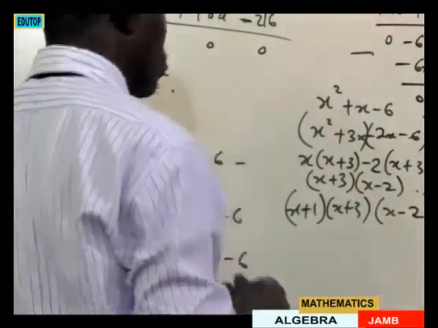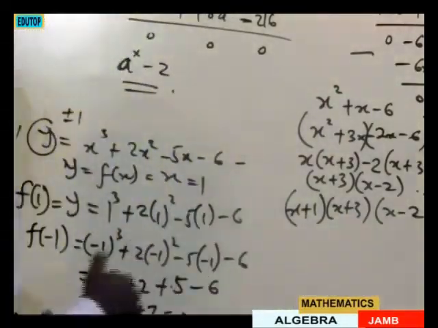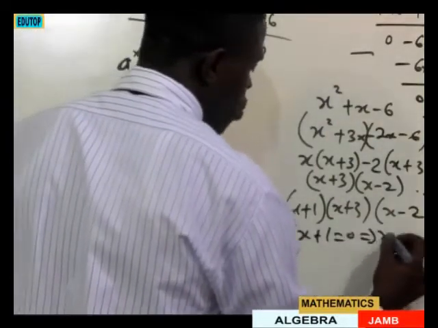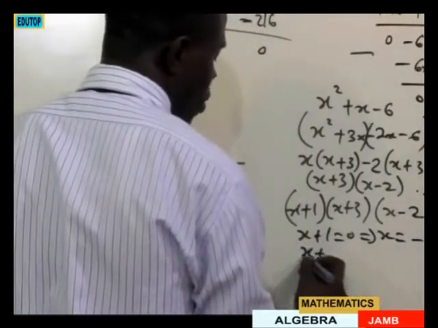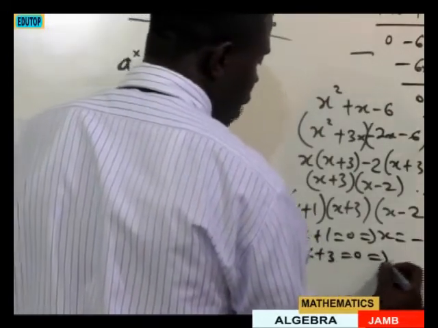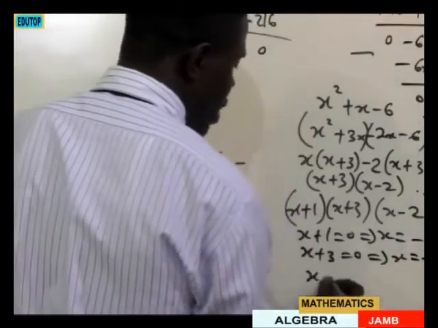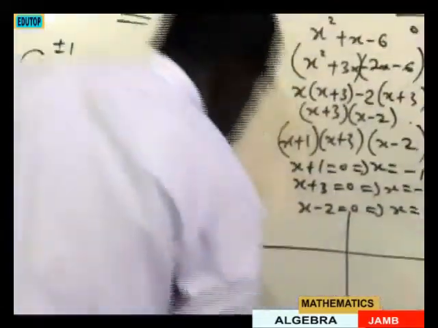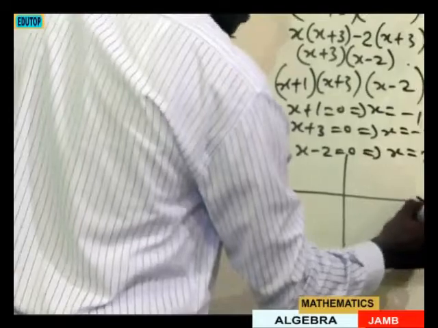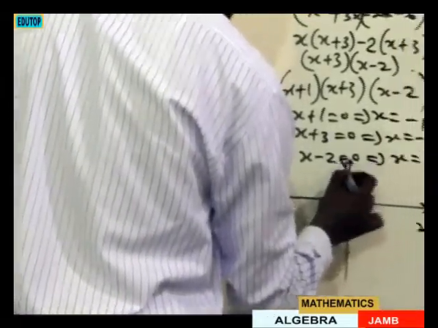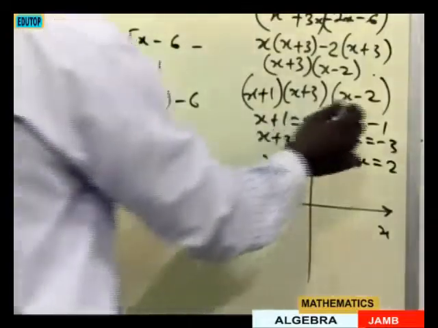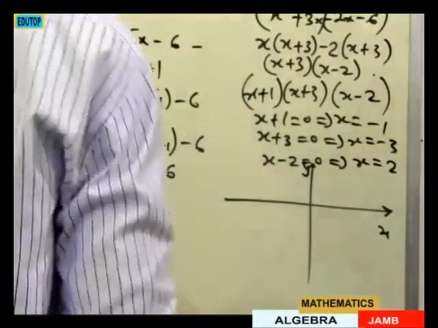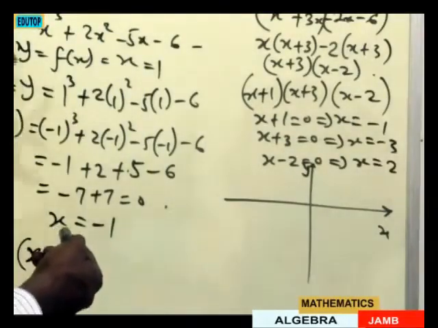So let's equate each one to 0, so that I can also demonstrate on the graph how it will cut. When you equate x plus 1 to 0, we have x equals minus 1. When we equate x plus 3 to 0, we have x equals minus 3. Then when we equate x minus 2 to 0, we have x equals 2. That means you have your curve. Let's say this is the way you have it, where this is your x-axis and this is your y-axis. The curve will cut at minus 1, minus 3, and 2.